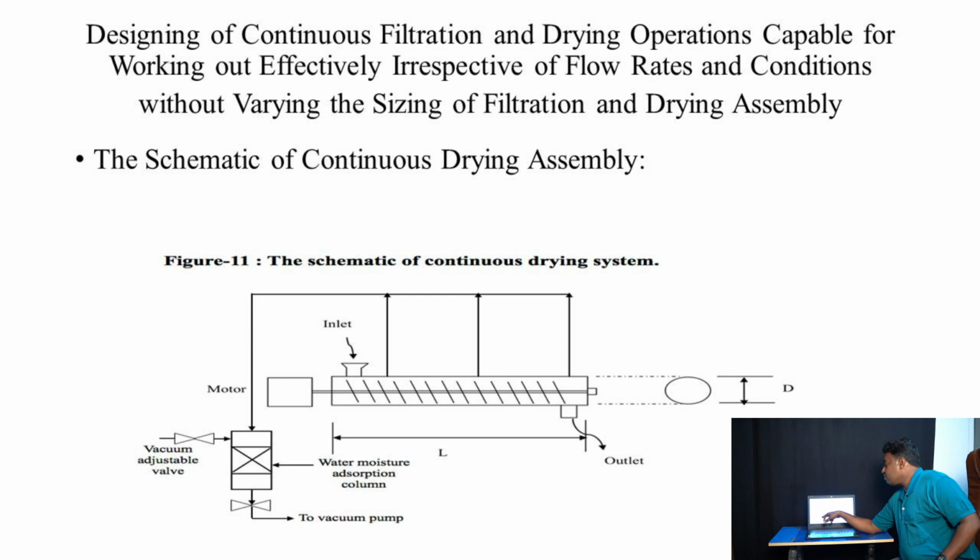In this way, the vacuum inside the screw conveyor dryer can be adjusted, by which the drying rate can be varied. Therefore, our system is capable of working effectively at different flow rates and at different particle sizes.